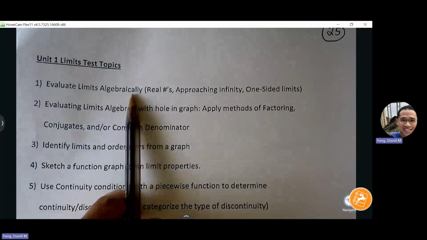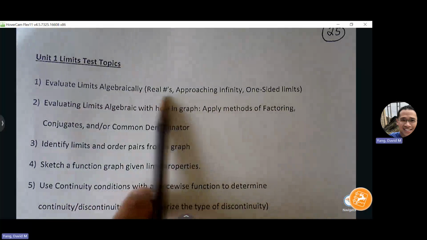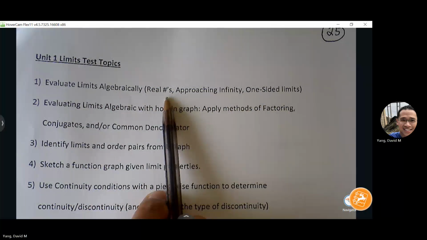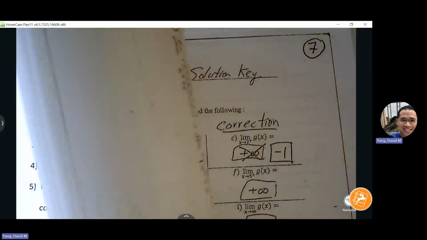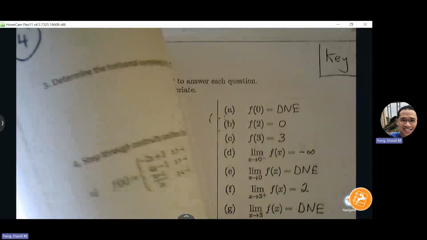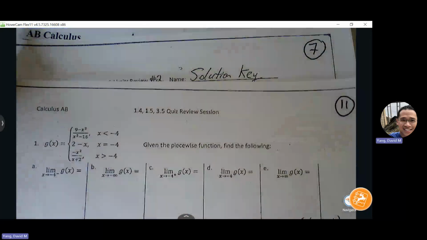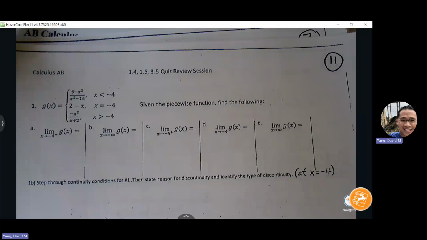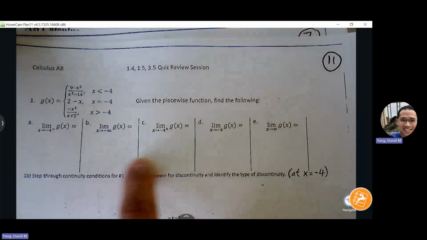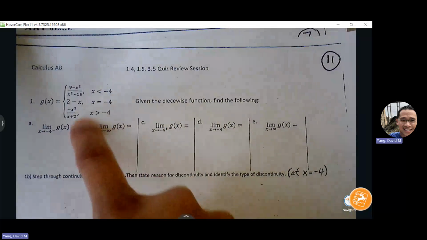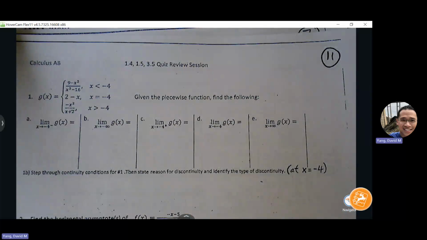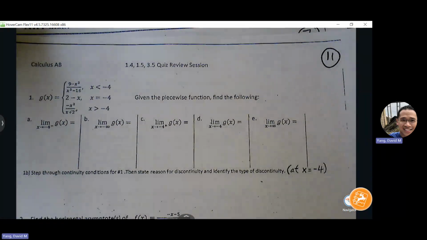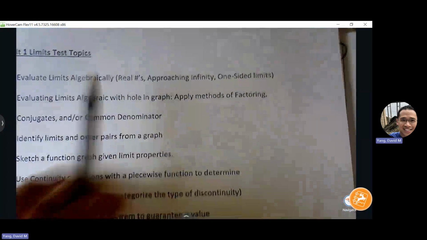Okay, evaluating limits algebraically, real numbers approaching infinity, one-sided limit. We saw a really good example of that yesterday with the piecewise function and being able to match it up. And I feel like the page we just got done working on, page 11, is also a really good example. So if you want to spend time working on this on your own, the answer is attached on the back. This is a really good smaller, shorter example of what you can see on the test. Maybe I'll leave that for you guys to try to see if you can really feel good about that. Okay, so you'll see something like that.